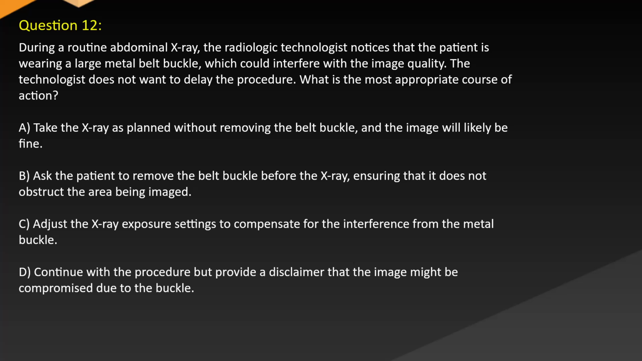A. Take the X-ray as planned without removing the belt buckle, and the image will likely be fine. B. Ask the patient to remove the belt buckle before the X-ray, ensuring that it does not obstruct the area being imaged. C. Adjust the X-ray exposure settings to compensate for the interference from the metal buckle. D. Continue with the procedure but provide a disclaimer that the image might be compromised due to the buckle.